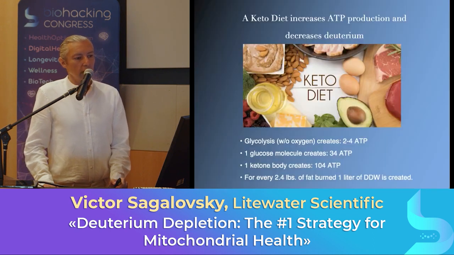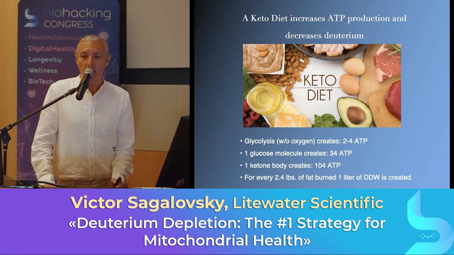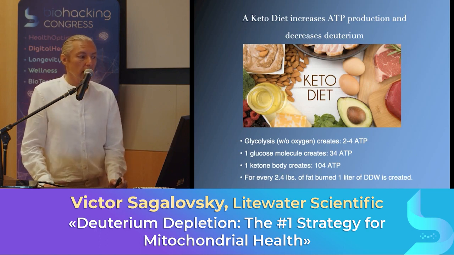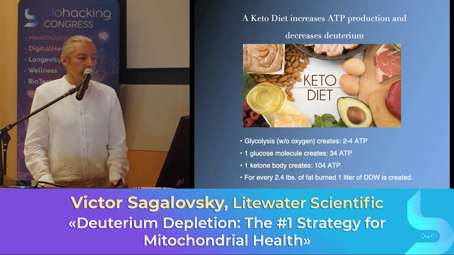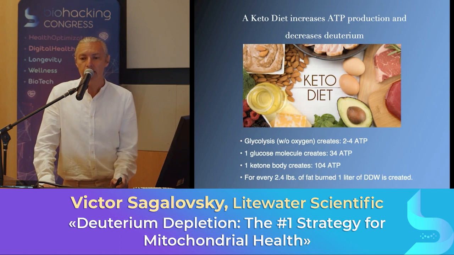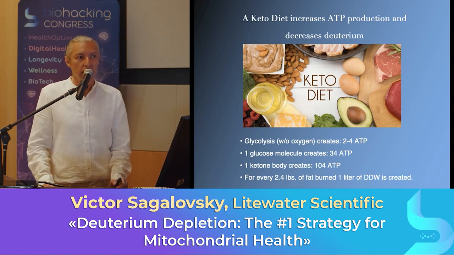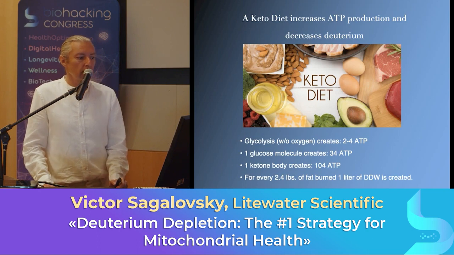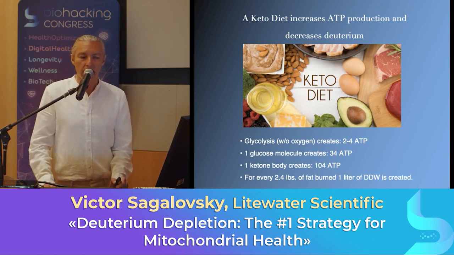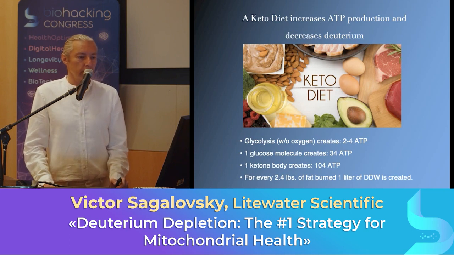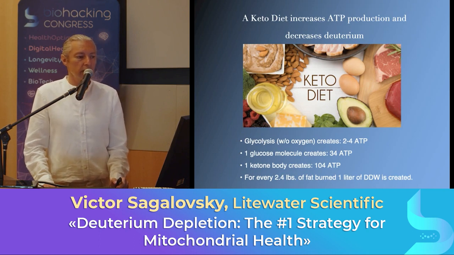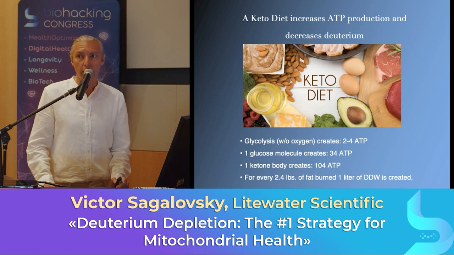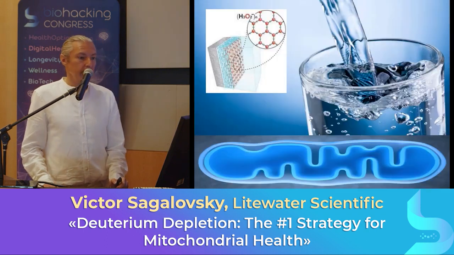And so in addition to drinking deuterium-depleted water to lower your deuterium, there's other things you can do, and that is a keto-adapted lifestyle or a ketogenic diet, because for every 2.4 pounds of fat burned, 1 liter of deuterium-depleted water is produced. Nature's strategy is to deplete the fats and to load the carbs when it comes to deuterium. And of course, you produce a lot more ATP when you're running on fat. So what we want to do is increase proton motive force to decrease the deuterium in our bodies. And we do this by drinking deuterium-depleted water and focusing on a more keto-adapted lifestyle.